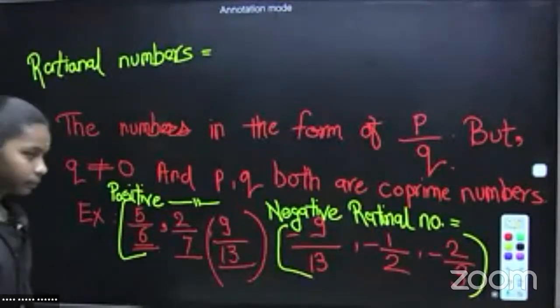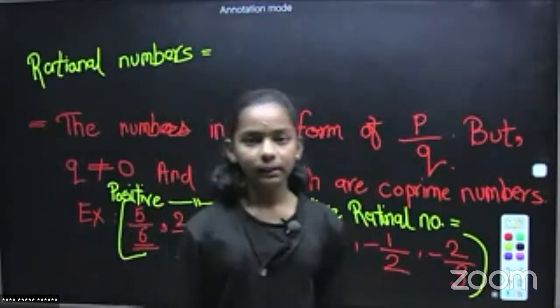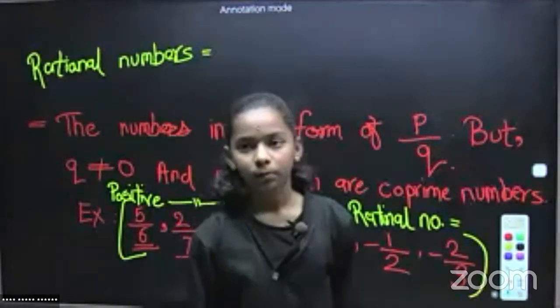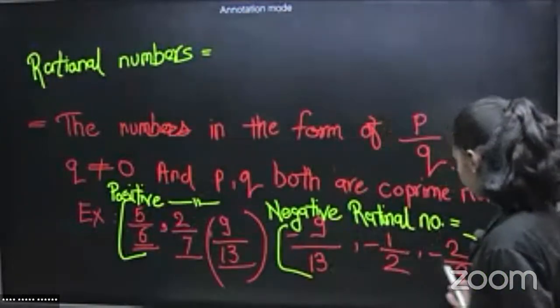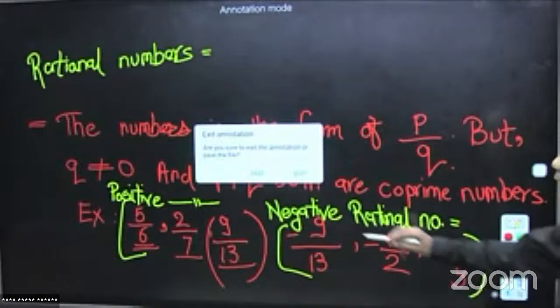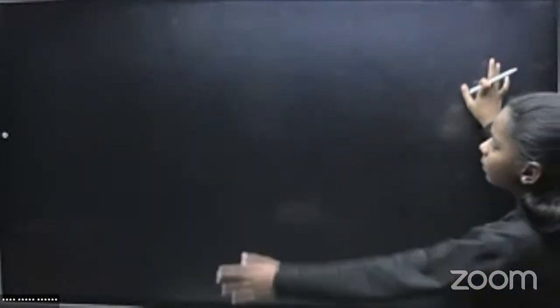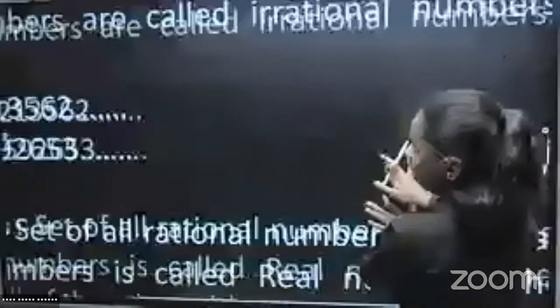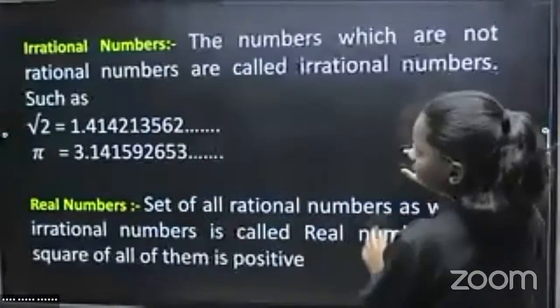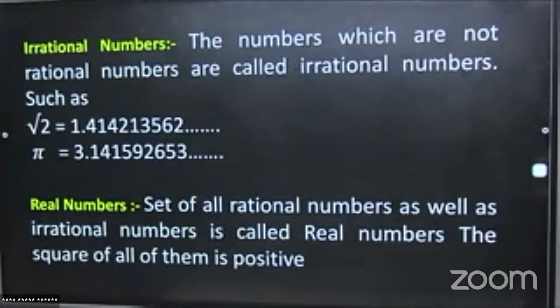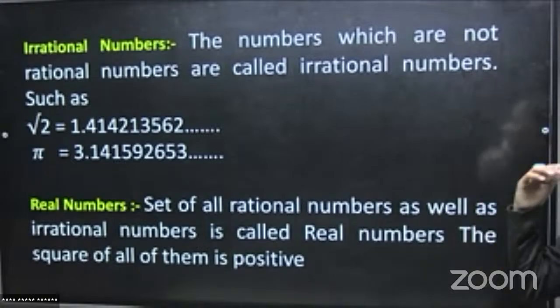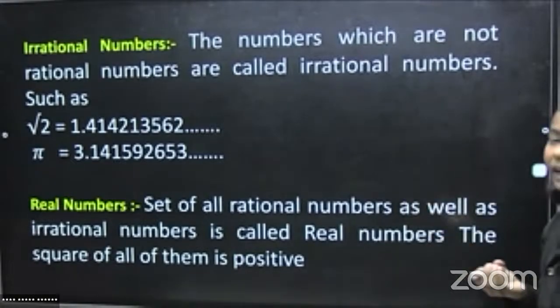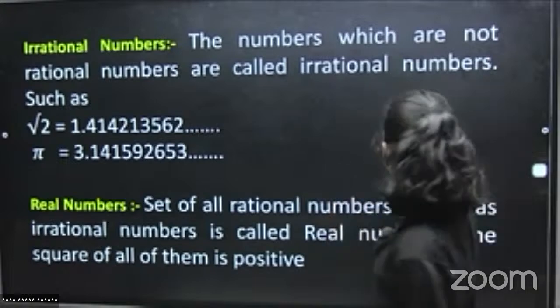Now, next. You have written this? Yes. I hope you have written this. And now next. Irrational numbers and real numbers. Now we will see and you will understand it well now.